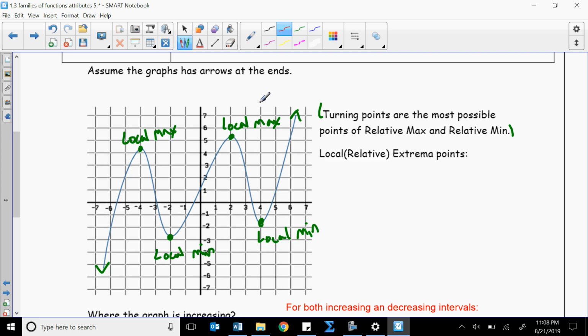How can I write the local min and local max? How can I express them? We know that local min and max are points, so I need to express them in the form of an ordered pair. So this local max has the coordinates of -4 and 4. The other local max is 2 and 5. So I'm going to write the coordinates of x and y here. Now let's write the local min.